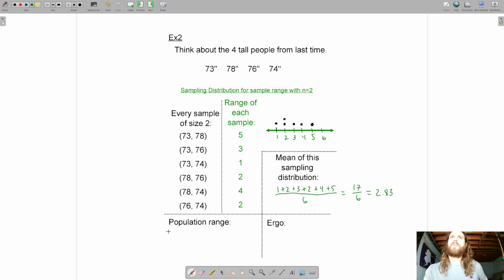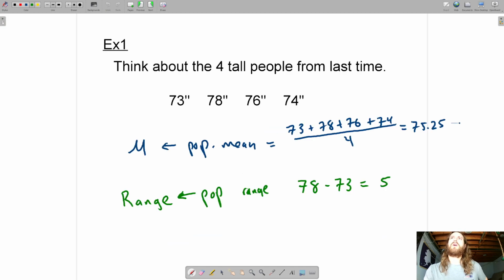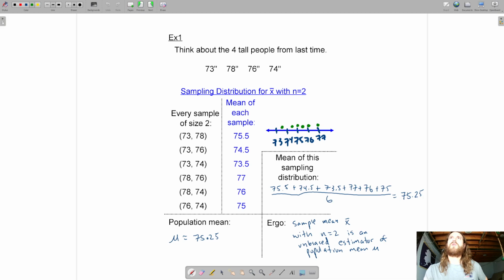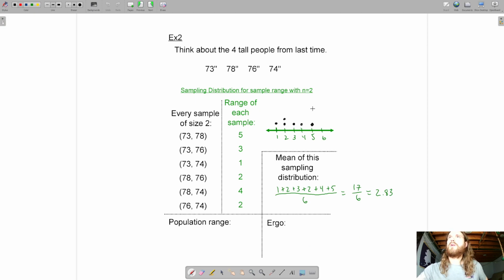But here we see that the population range that we calculated earlier was actually 5. In this instance, the population range is right here. Here's the true range, the true parameter, the true population range. Looking at the curve, does it appear that this distribution is centered on the true population value? The answer, of course, is no. The population range is equal to 5.